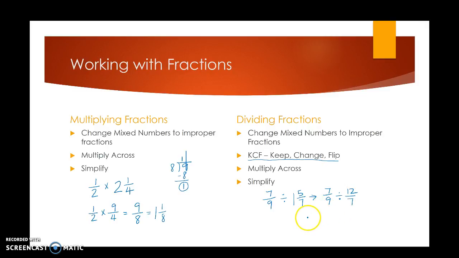And now we're going to keep, change, flip. So 7 over 9 times 7 over 12. 7 times 7 is 49. 12 times 9, 18, 9 is 108. I actually think that's simplest form. Yep, okay.